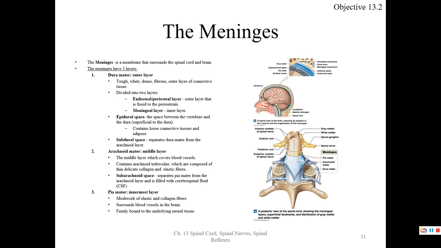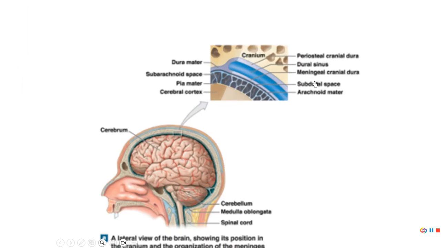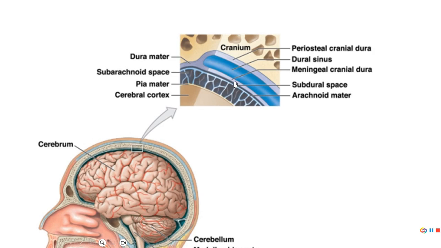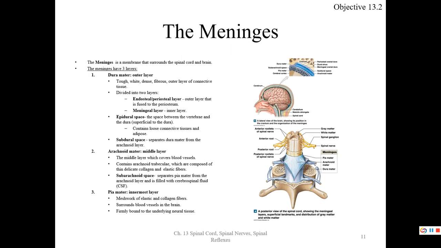Now, it's got 2 layers. An endosteal layer, sometimes called periosteal layer because it fuses to the periosteum. Then the meningeal layer is underneath that, and the meningeal layer is going to be the innermost layer. You can see right here. Meningeal layer, endosteal layer, periosteal layer. Okay.